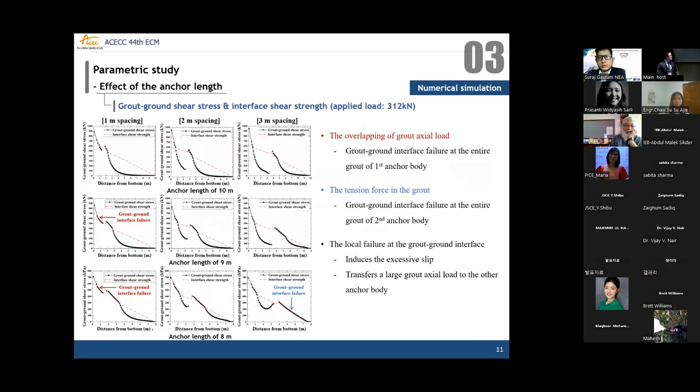This graph shows the grout-ground shear stress with the interface shear strengths. You can see that when the overlapping of grout axial load occurred, ground interface failure was generated at the entire length of the grout of the lower anchor body, the first anchor body. Conversely, when the tensile force occurred in the grout, interface failure developed at the entire grout of the second, upper anchor body. From these results, it can be said that local failure at the grout-ground interface induces excessive slip, transferring a large grout axial load to the other anchor body.